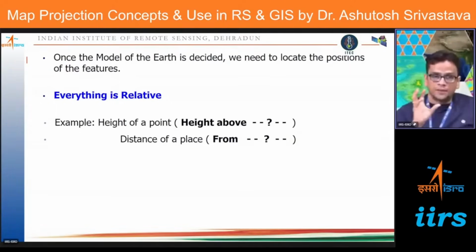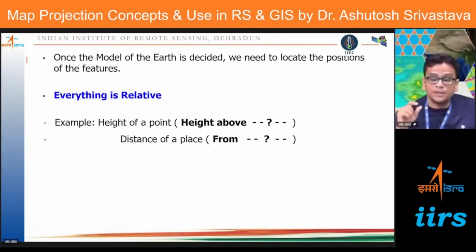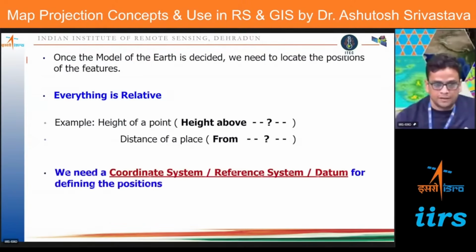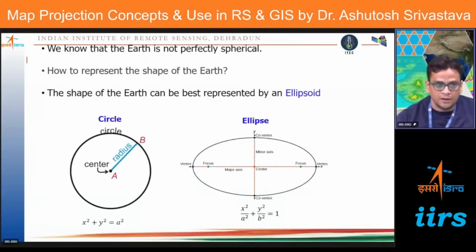So similarly, distance from where, height from where, like mean sea level we are defining. So for all the things we need to define some reference point. So first we have to define the model, then reference points we have to define. So we need a coordinate system, reference system, datum for defining the position.